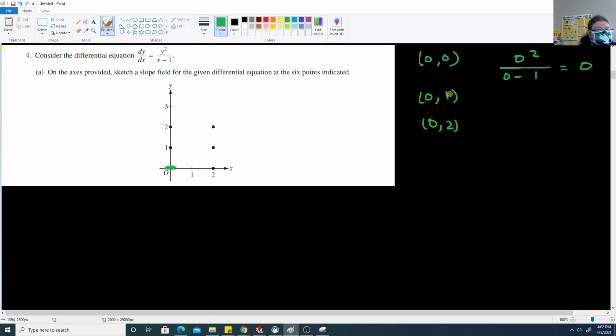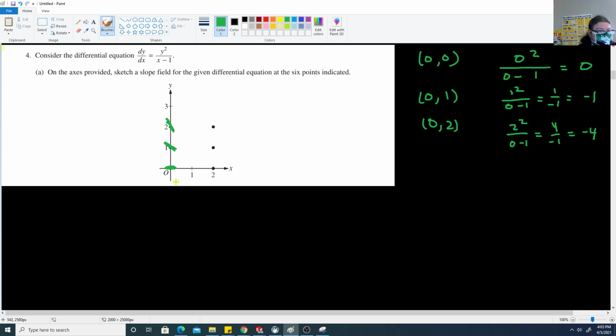So if I have 0, 1, I get 1 squared over 0 minus 1, which is 1 over negative 1, which is negative 1. So when I'm at the point 0, 1, if I plug that into this equation here, I get dy dx is negative 1. So this one here, I draw a little line segment with slope negative 1. For 0, 2, I get 2 squared over 0 minus 1, which is 4 over negative 1, which is negative 4. So at 0, 2, I need to try to draw a line with slope negative 4.